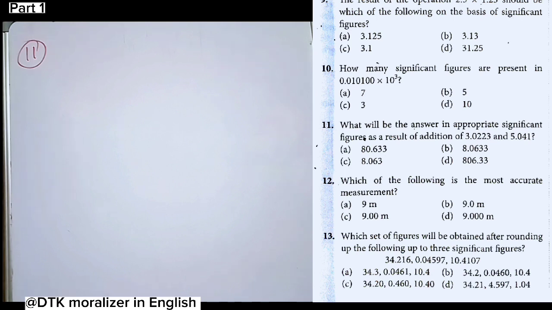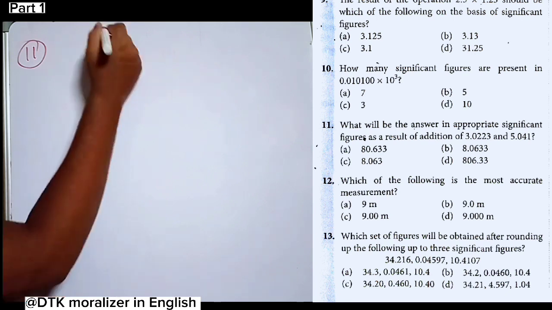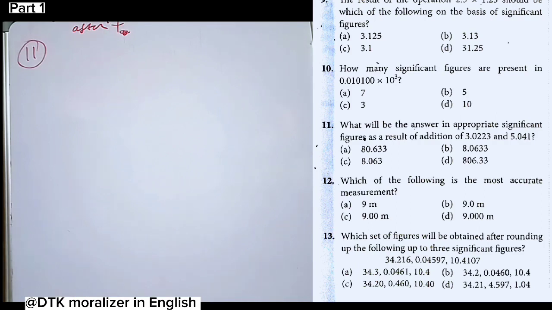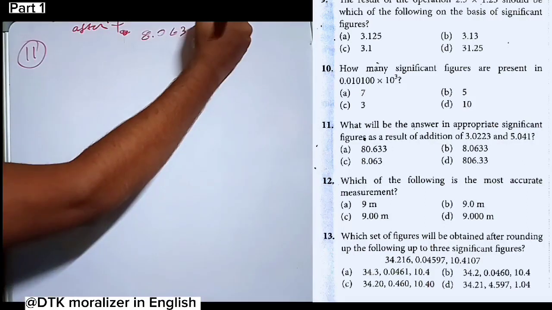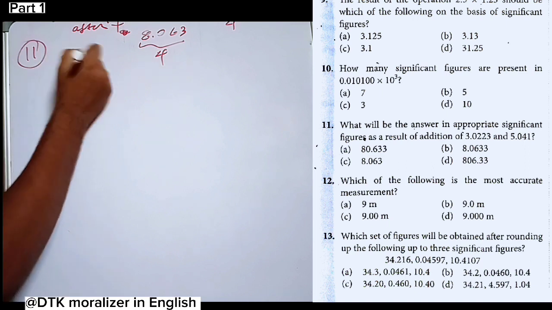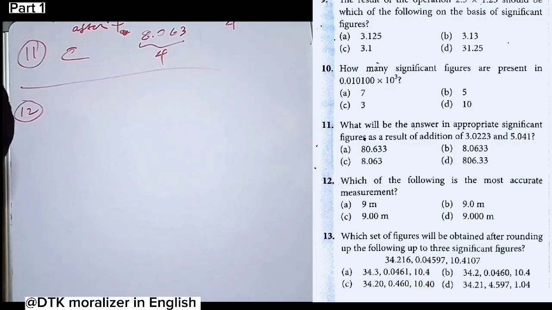Now question number 11. What will be the answer in appropriate significant figures as a result of addition of 3.0223 and 5.041? So we have to add these numbers and round them off. After addition, as you can see, 8.063. So here 4 significant figures are taken into consideration, because 5.041 has 4 significant figures. So option B would be right.